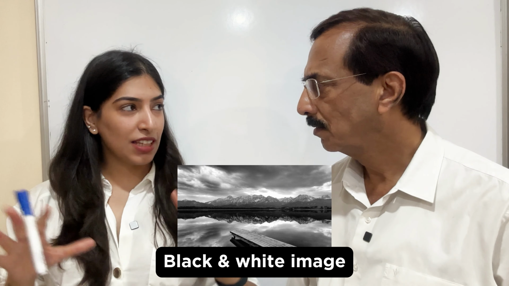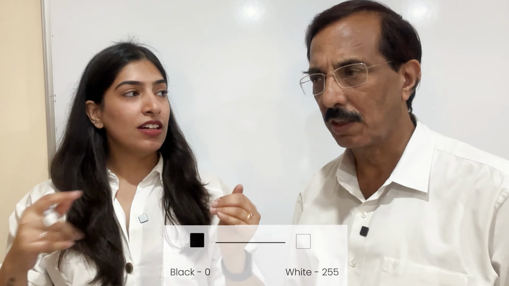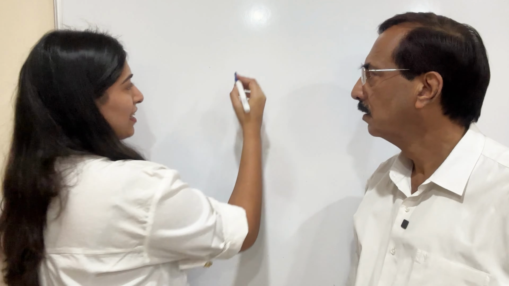Now, for explanation purposes, let me simplify it a bit and take a black and white image. There will be only two pixel values, either 0 or 255. So you will be able to understand colored images as well, but for simplicity, we are just going to take 0 and 255. Sounds good? Okay, so let's take an example.